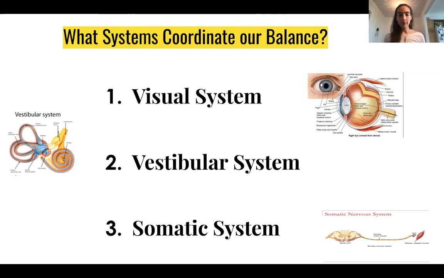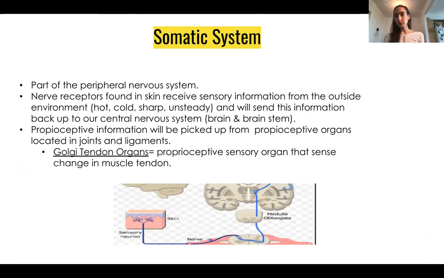So the somatic nervous system is part of our peripheral nervous system. There are nerve receptors that are found in our skin that receive sensory information from the outside environment, such as, ooh, that's hot, oh, that's cold, this is sharp, oh, this cliff is unsteady. And we'll send the information back up to our central nervous system, which is our brain and our brainstem. This proprioceptive information will be picked up from the proprioceptive organs, which are located in joints and ligaments. These Golgi tendon organs are the proprioceptive sensory organs that sense the change in the muscle tendon itself. So it's right in that tendon itself.